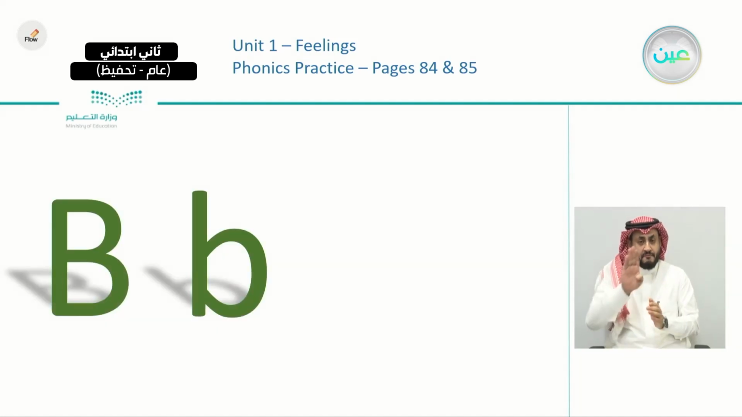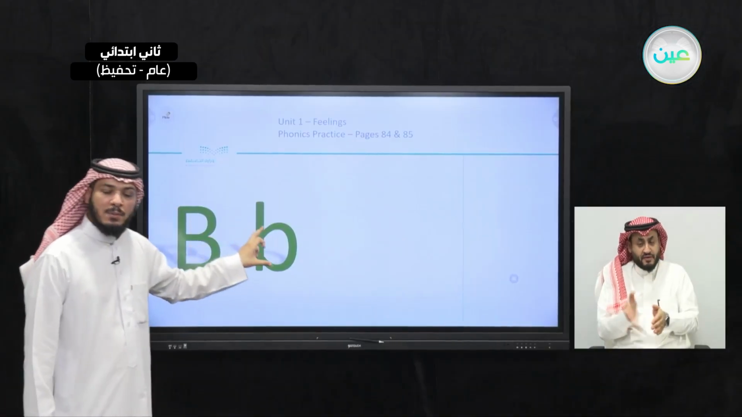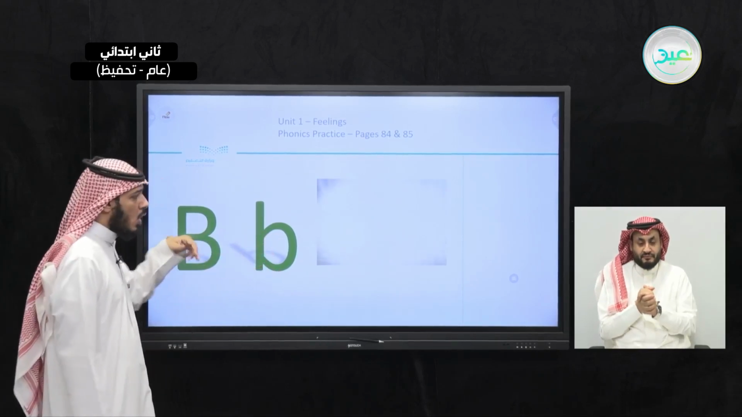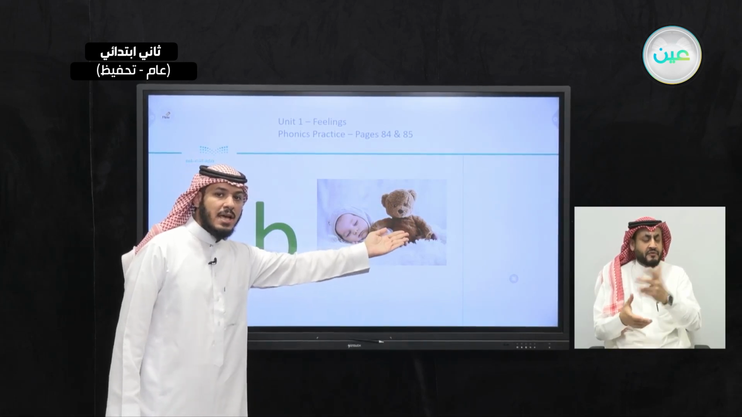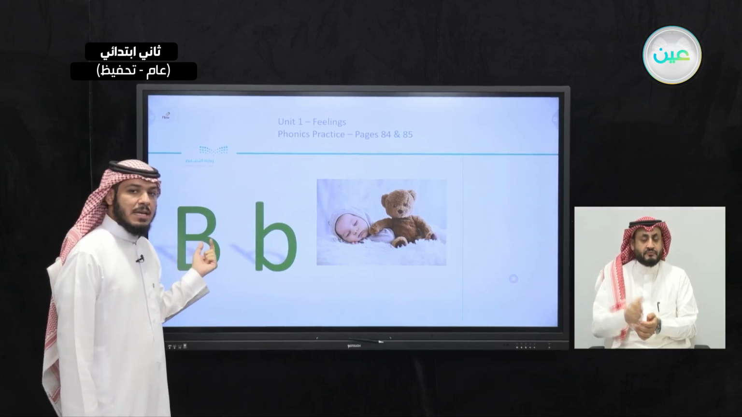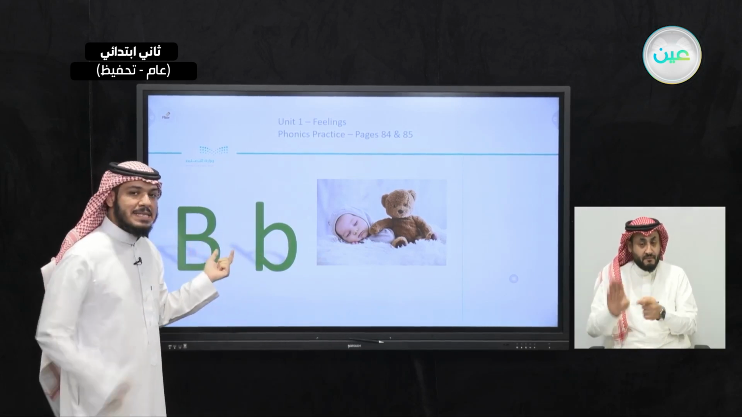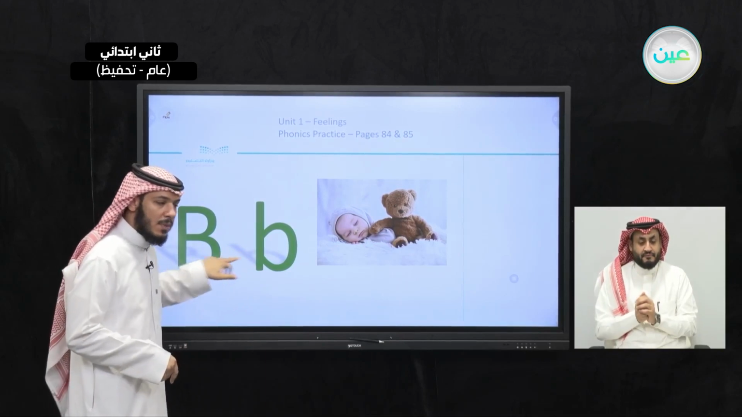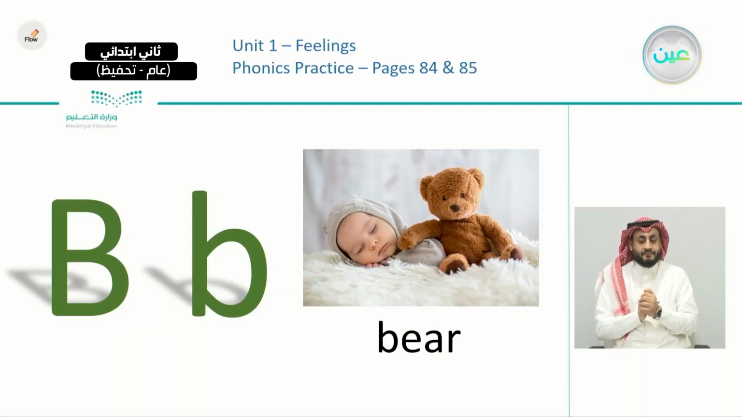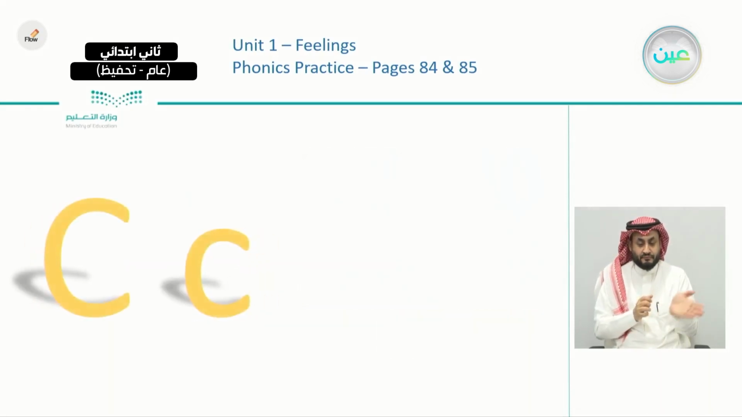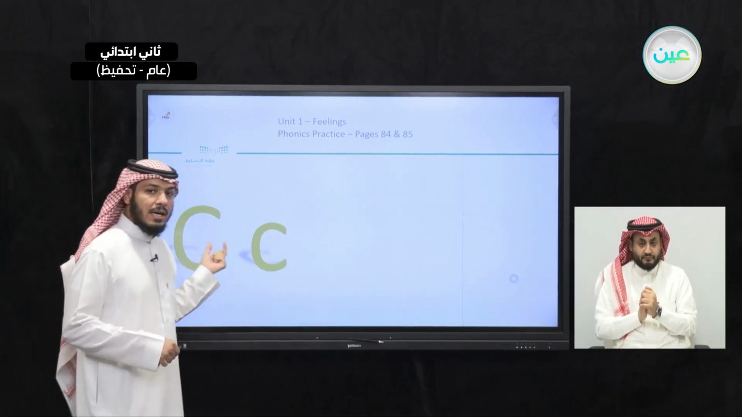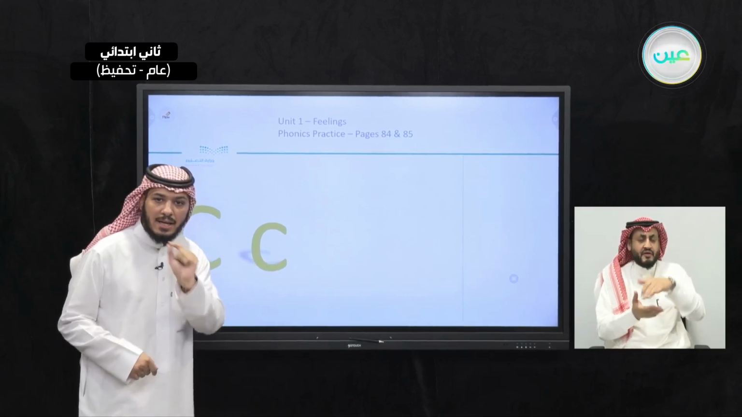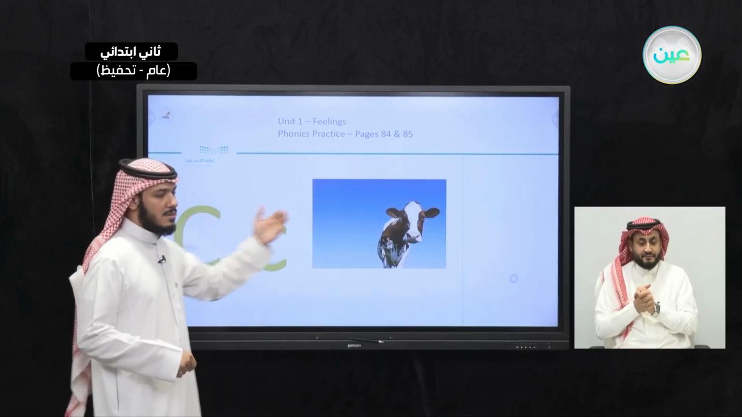We have the letter B. We have B in capital and B in small. Okay. What is this? This brown one, what is it? It is bear. Perfect. So we have B, bear. So B says bear. Excellent. So B says bear. Perfect. Okay. What after the letter B? We have C. Yes, that's right. So the letter C here is pronounced as ka. Okay. So what is this?